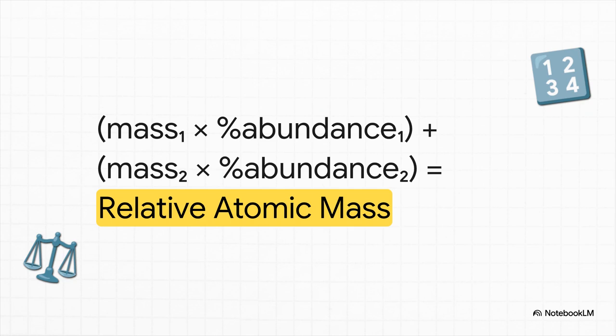And here's the formula that does all the magic. Now, don't let it scare you. It looks way more complicated than it is. You just take the mass of the first isotope, multiply it by how common it is, and then you do the same for the second isotope. Add those 2 results together, and that's it. That gives you that one useful average weight you see on the periodic table.